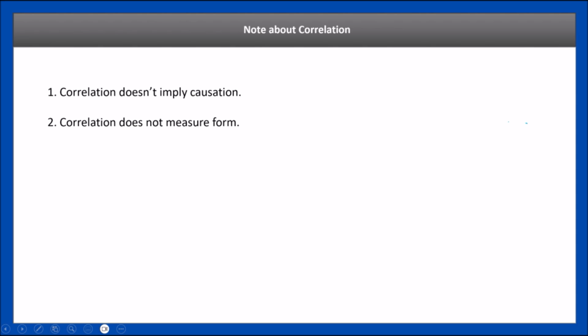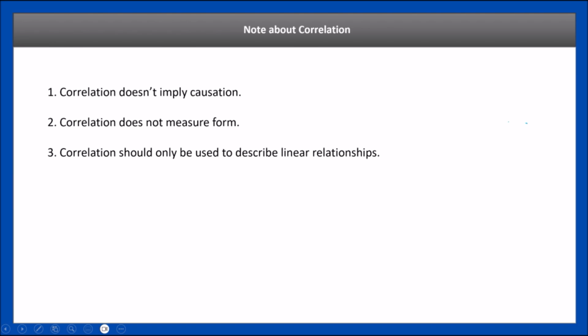Correlation does not measure form. Just because you have the correlation, it doesn't actually tell you the form of the data. We know that the correlation coefficient R is supposed to measure linear relationships, but that also doesn't tell you exactly what the graph looks like.